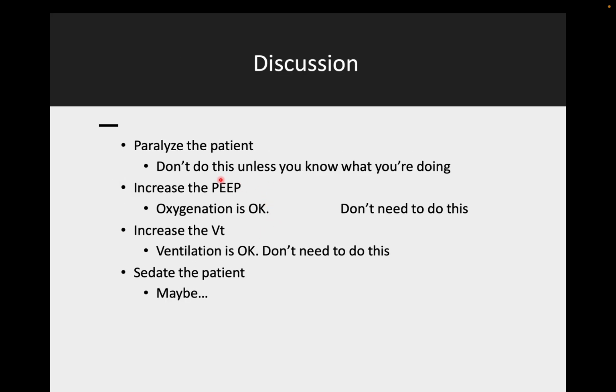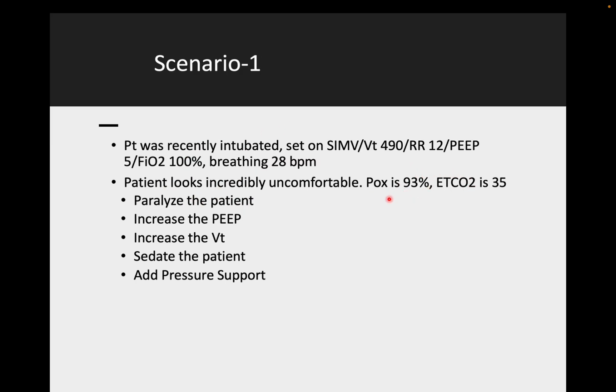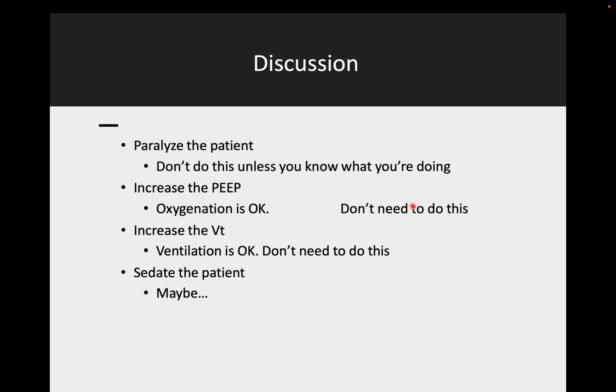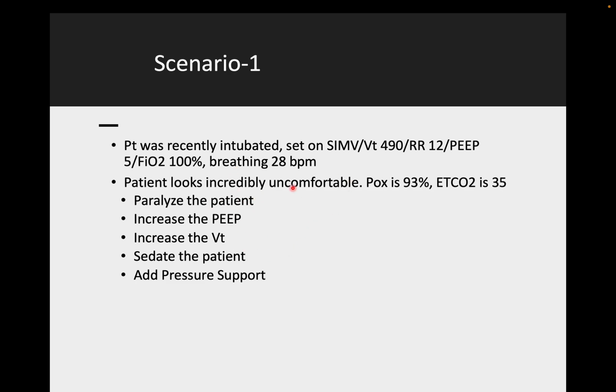Paralyze the patient? Paralysis is the last step you do, after ruling out all the other causes. Increase the PEEP? Our target in the ICU is generally more than 92, and 88 to 92 is enough in some cases. Generally more than 90 is enough, so we need not increase the PEEP in this patient because 93% saturation is good enough. Increase the tidal volume? Ventilation is okay, and tidal volume is already at the upper limit, so you need not increase it.